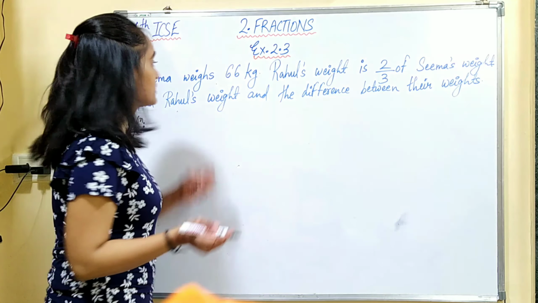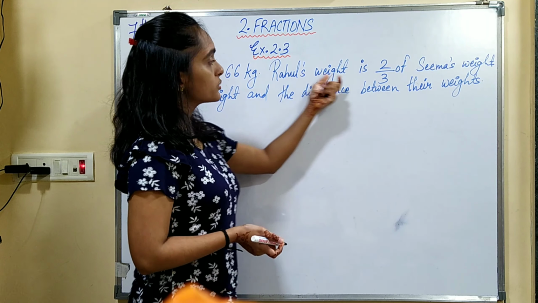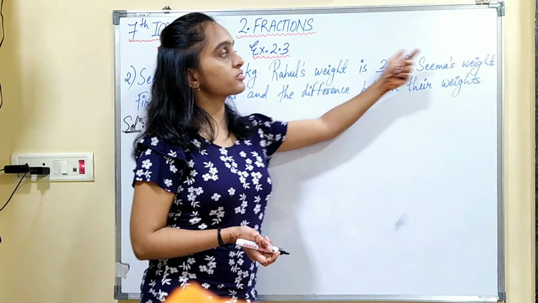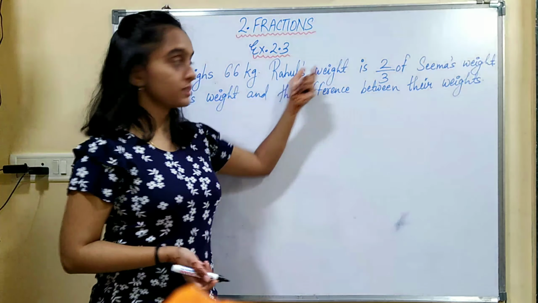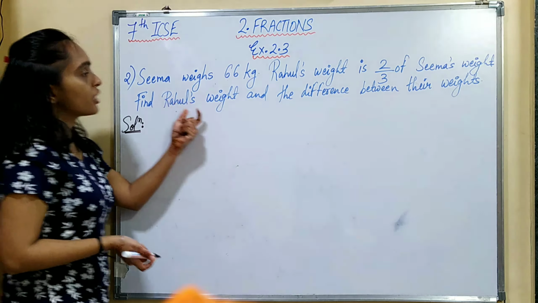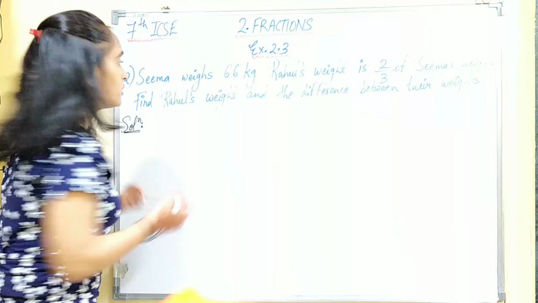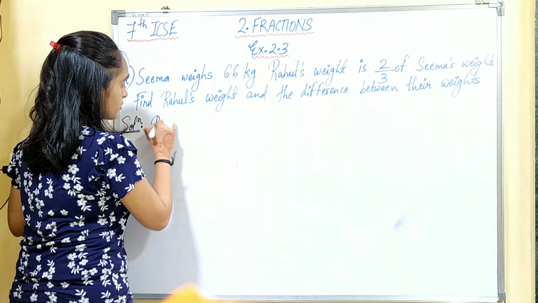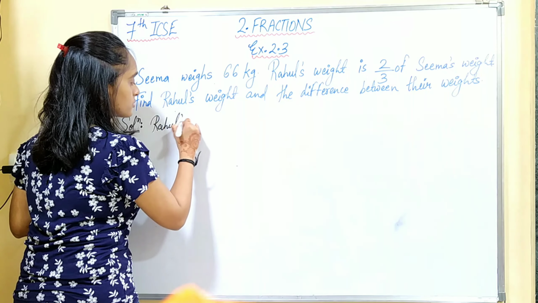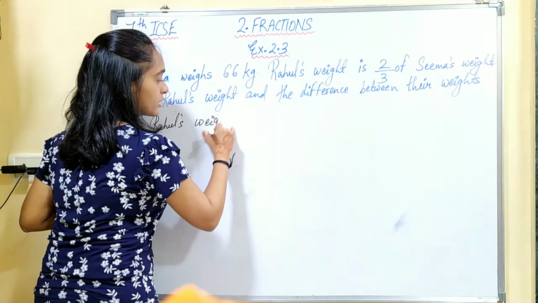The second question is, Seema weighs 66 kg. Rahul's weight is 2 upon 3 of Seema's weight. So Rahul's weight is 2 upon 3 of 66. Find Rahul's weight and the difference between their weights. First we will find Rahul's weight. Rahul's weight is 2 upon 3 of Seema's weight.